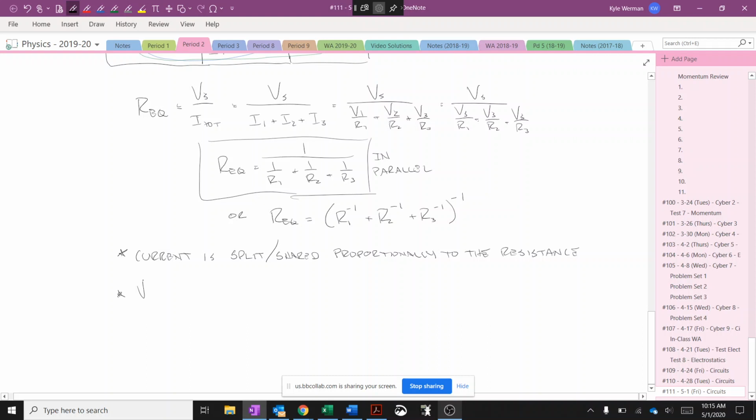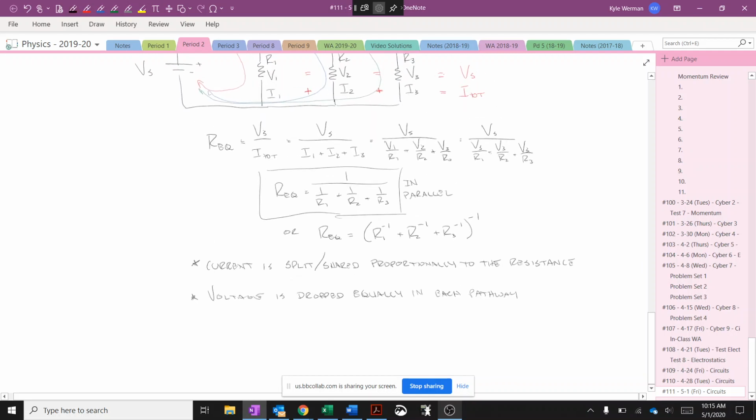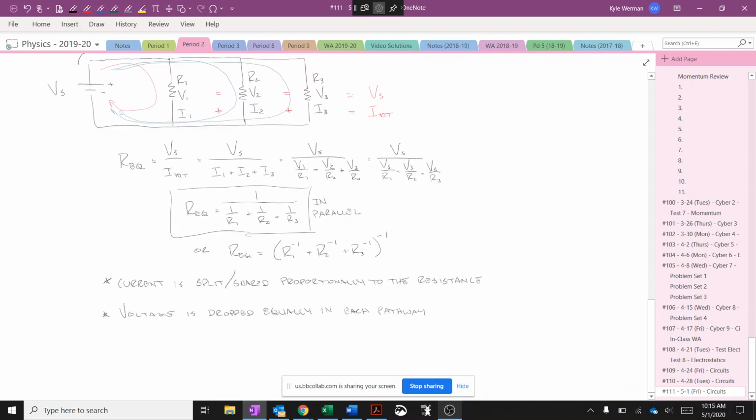And voltage is going to be dropped equally in each pathway. If your circuit is only in parallel, those pathways will all drop the supply voltage. Now, we did see in our mini lab when you had a resistor on the front end before the split, you drop some voltage there, and then each pathway drops the remainder, right? We saw it drop 6 volts and then 3 and 3. Each pathway split it equally, though.